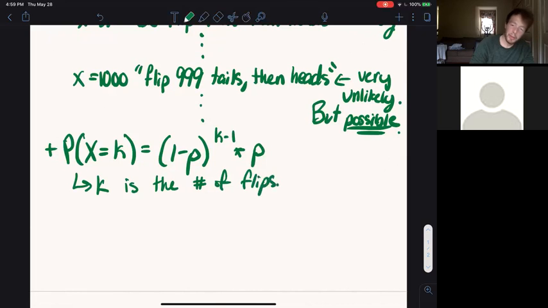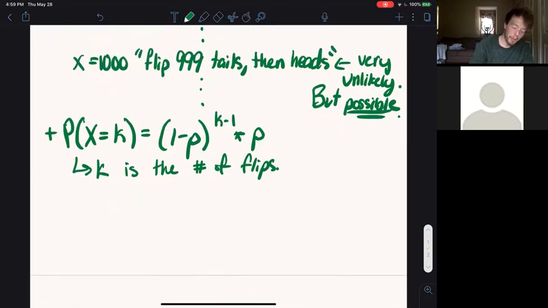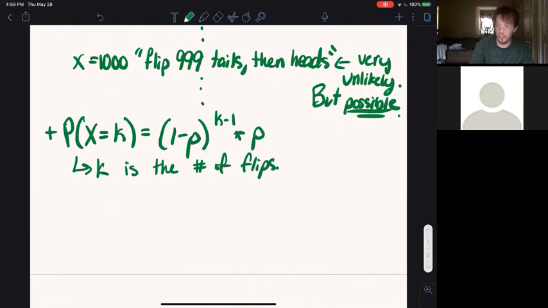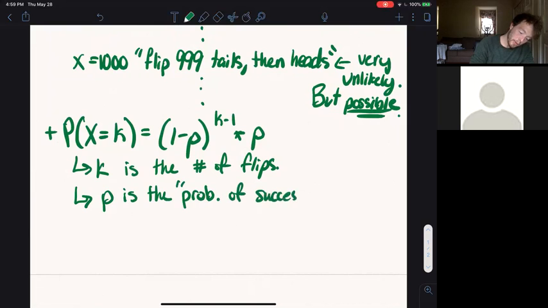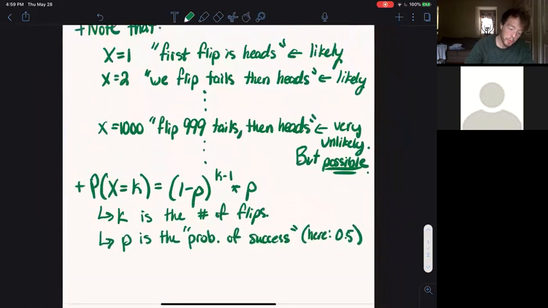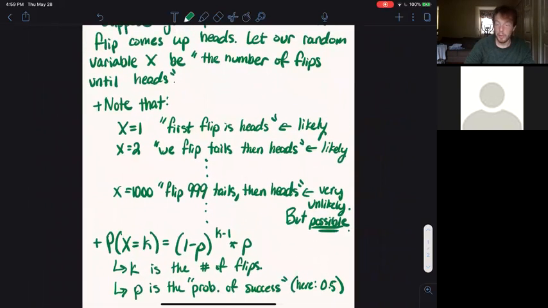So if I wanted to know the probability that the first heads I get is on the third flip, that would be the probability of X equals 3. And p is the probability of success. So in this case, since it's a fair coin, the probability of success is 0.5, right? But it doesn't necessarily need to be. In fact, this distribution can also be used to model cases where the probability of success is not that of a coin flip. It could be something less.